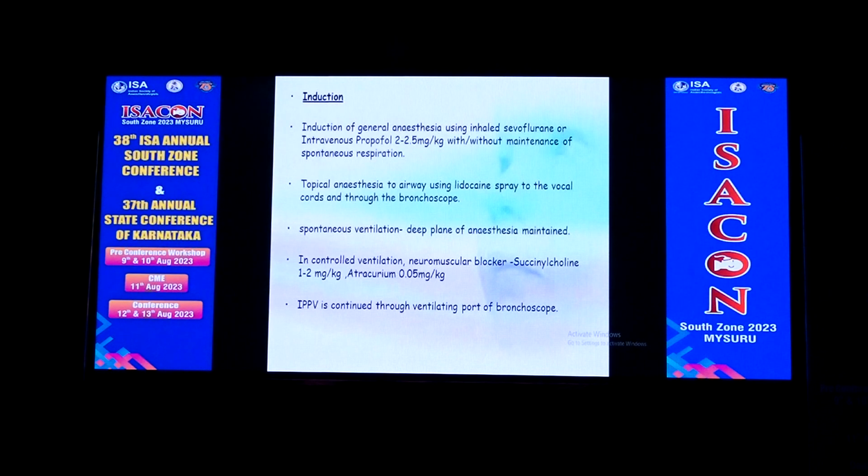If it is not in the cricopharynx or upper airway, if it is lodged further down, we go for controlled ventilation with succinylcholine, 1 to 2 milligrams per kg body weight, and maintenance with either sevoflurane or propofol and atracurium 0.05 milligrams per kg body weight. Once the depth of anesthesia is maintained, then bronchoscopy is performed and care is taken for good coordination and smooth performance of the procedure, with adequate maintenance of oxygenation and ventilation.